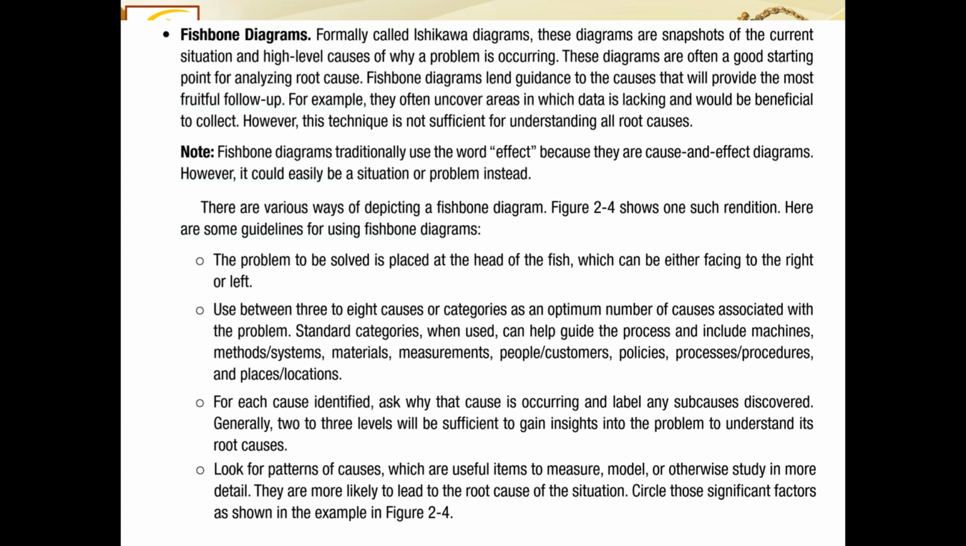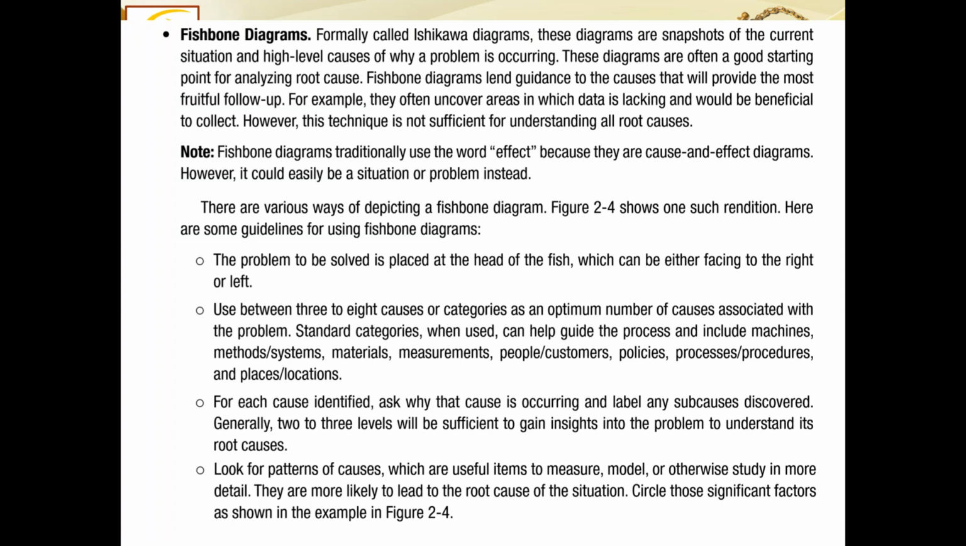Fishbone diagrams lend guidance to the causes that will provide the most fruitful follow-up. For example, they often uncover areas in which data is lacking and would be beneficial to collect. However, this technique is not sufficient for understanding all root causes. Fishbone diagrams traditionally use the word effect, because they are cause and effect diagrams. However, it could easily be a situation or problem instead. Cause, problem, situation, whatever you want to call it. There are various ways of depicting a fishbone.